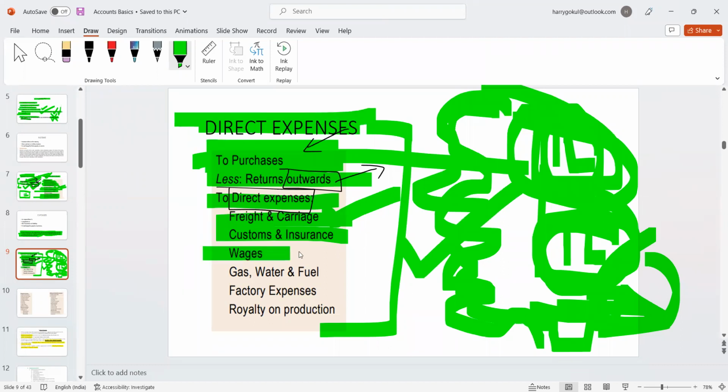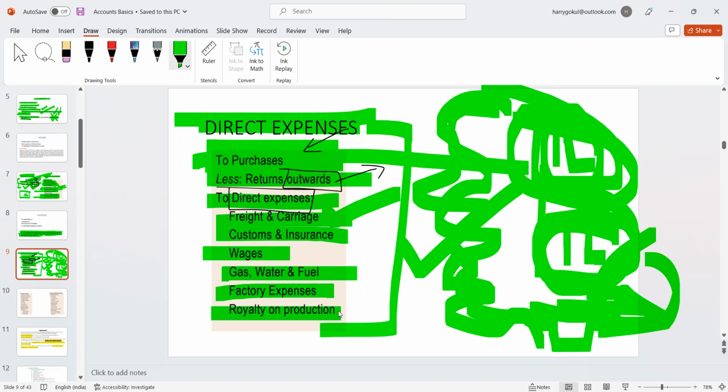Wages. For loading and unloading, I incurred wages. Gas and petrol, if I incurred them, I need to pay, and if I paid, I need to account for it in the direct expenses. Factory expenses related to the product will be direct expenses, and royalty and production. For example, I am a car company owner. I made a contract with BMW that I will make the exact things, exact features as demanded by BMW. Everything will be incurred by me, expenses, everything to manufacture the car.